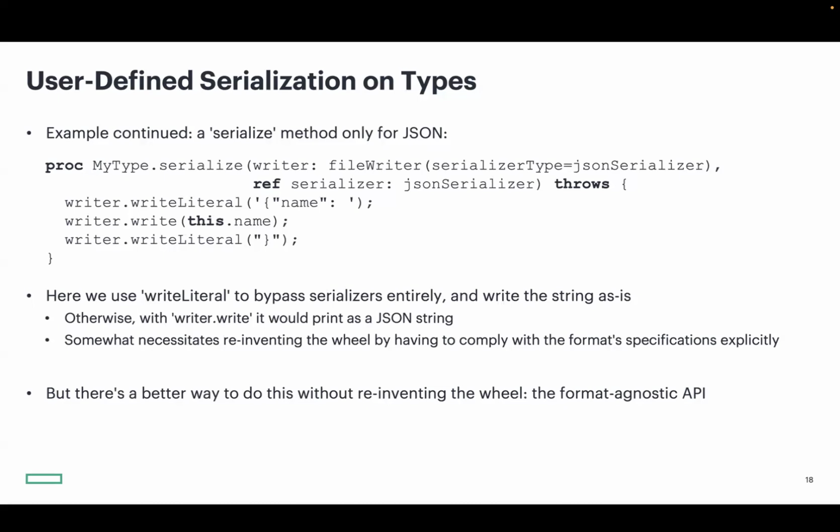So once we've written that literal, we can call writer.write with the name field and write that as a proper JSON string, which is what we want, and then wrap that up by calling write literal with a closing curly brace. Of course, this is a bit tedious, prone to errors, and is essentially reinventing the wheel by having to comply with the format specifications explicitly. And really what you want is a way to have the serializer take care of that for you. And that's where the format agnostic API comes in.